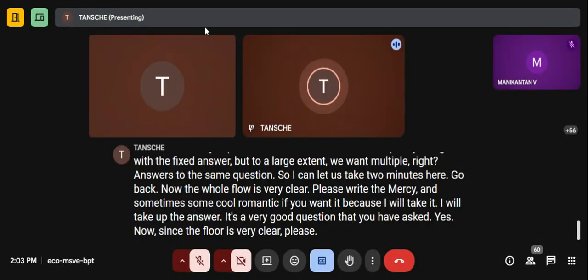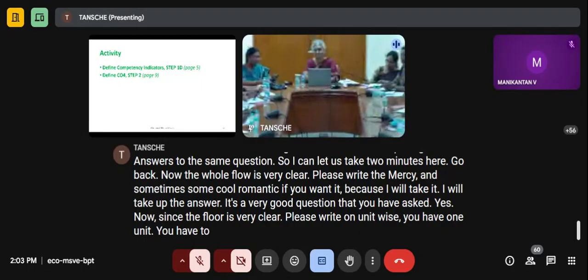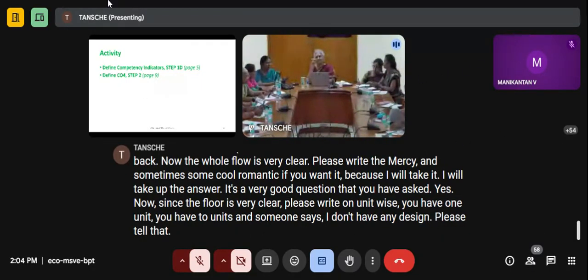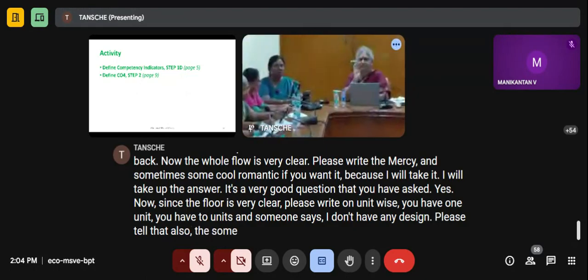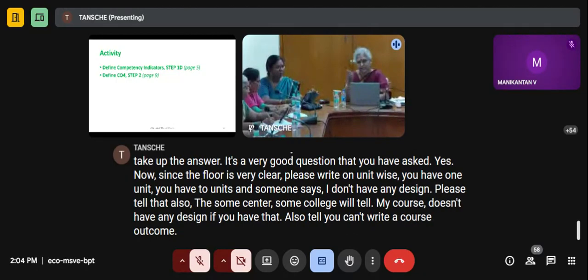You have unit 1, you have unit 2, and someone says, I don't have any design, please tell that also. Some center, some college will tell, my course doesn't have any design. If you have that, also tell. You can't write a course outcome for design, please mention it. Then we will see how to solve the problem.